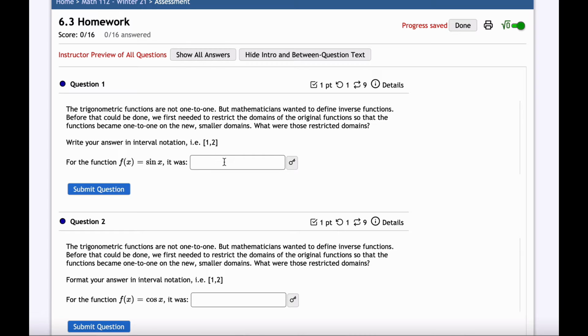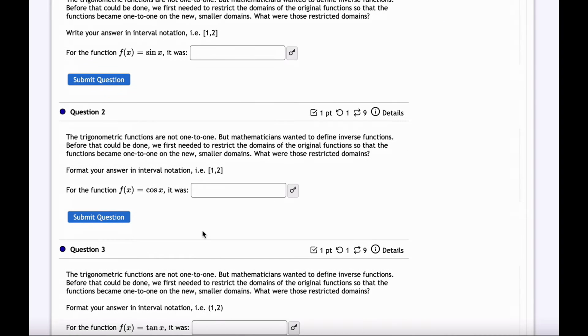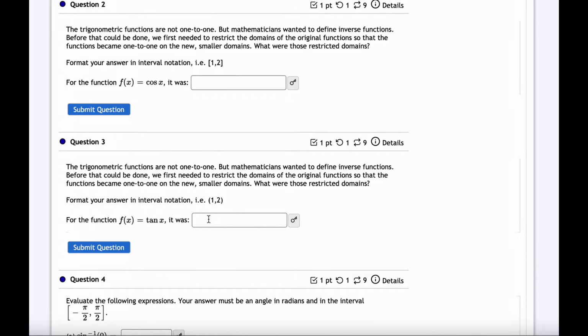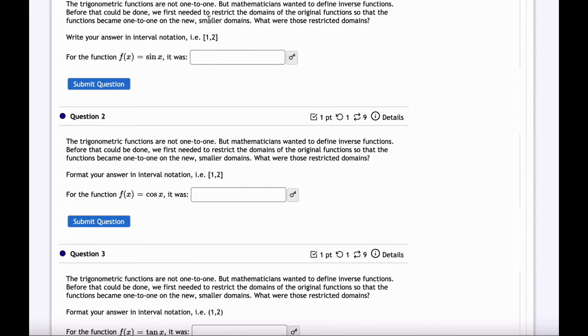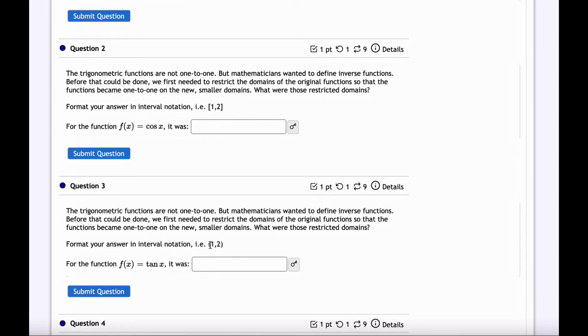So all you gotta do is write the correct interval for arcsine, the correct interval for arccosine, and the correct interval for arctangent in these three different spots. And then you're done with the first three problems. Be a little bit careful with your open and closed parentheses and make sure you're writing these in interval notation, and you should be good to go.